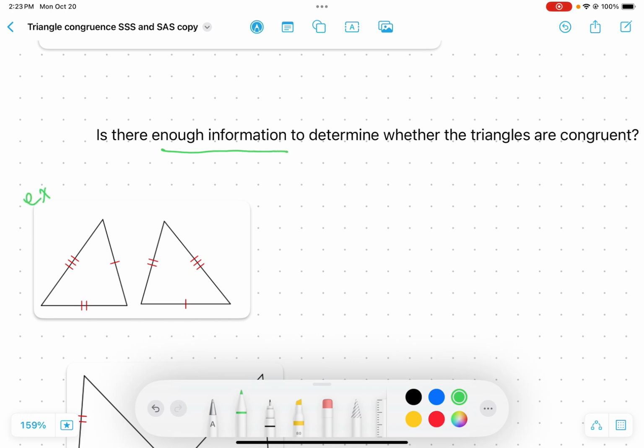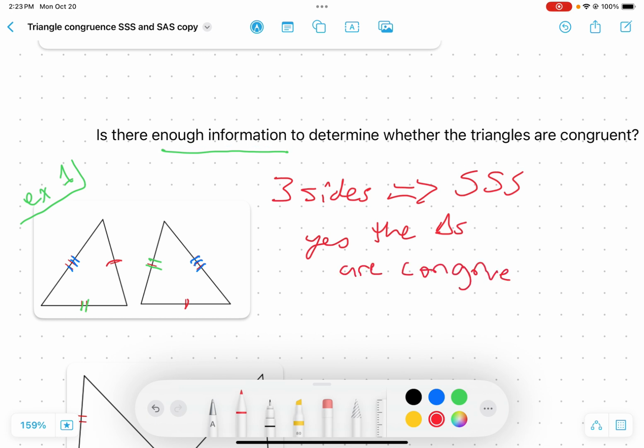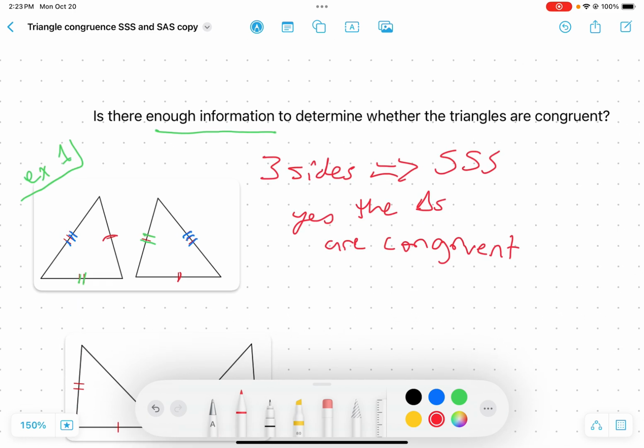So let's see. So right here, these three markings are the same as these three. This one's the same as this one, and this one's the same as this one. So this time I have three sides. So that's side, side, side. So yes, the triangles are congruent. So whenever you see that all three sides are the same, the triangles are congruent. We're going to do a bunch more examples just so you can get good at looking at them. I want you to copy down like at least 4 examples.